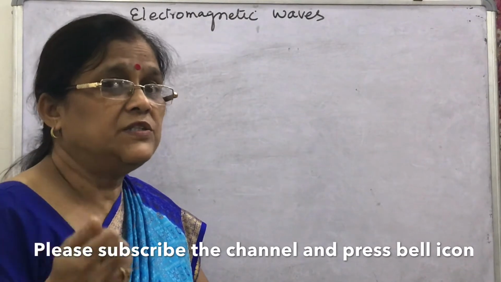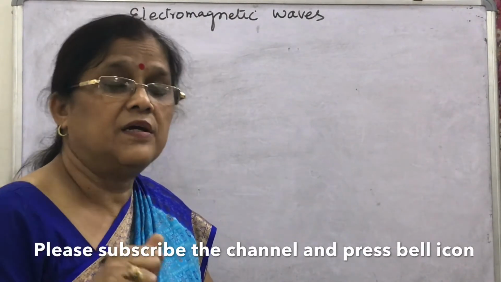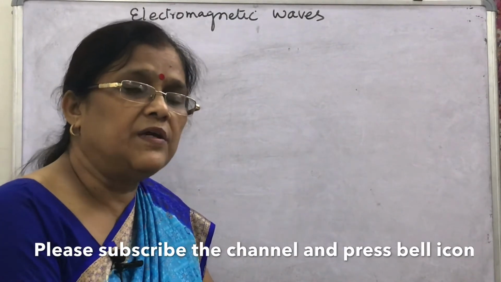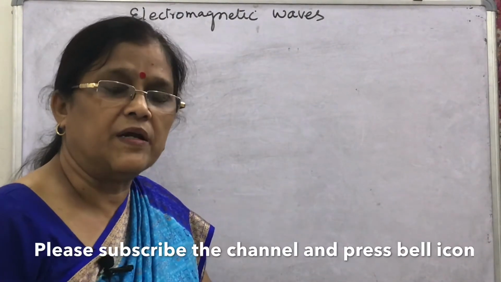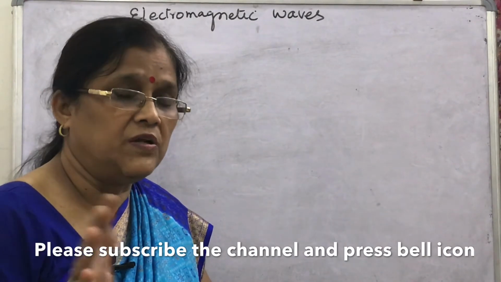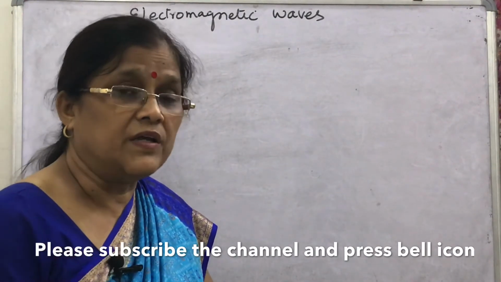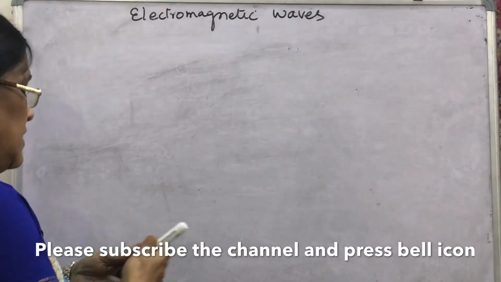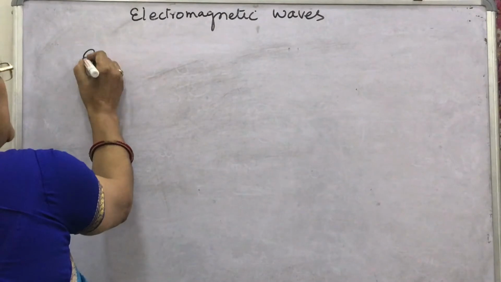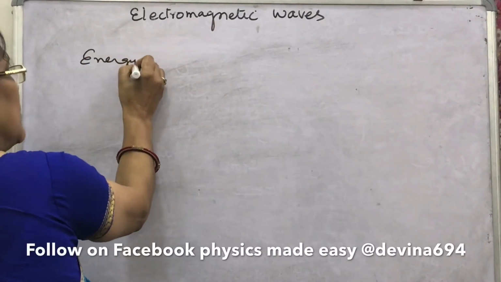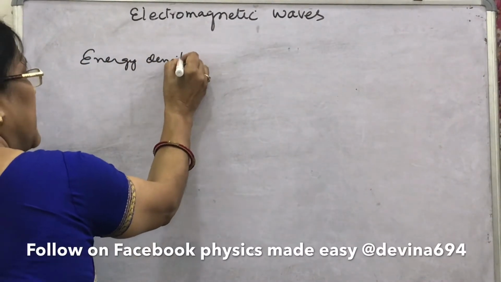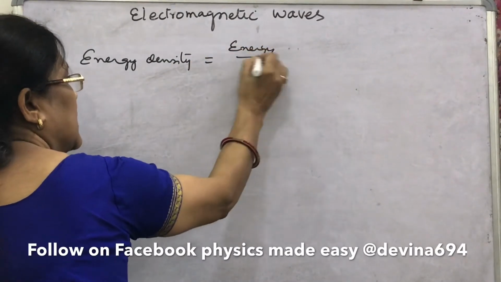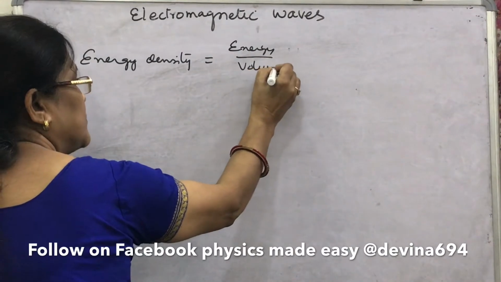So what is the energy carried by the EM waves, equally shared by the electric field and magnetic field? Today we will see what is the meaning of energy density. Look, energy density means energy per unit volume. As mass density is mass upon volume, so energy density is energy upon volume.